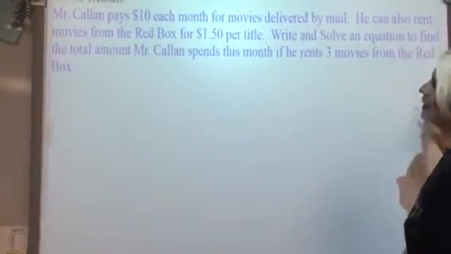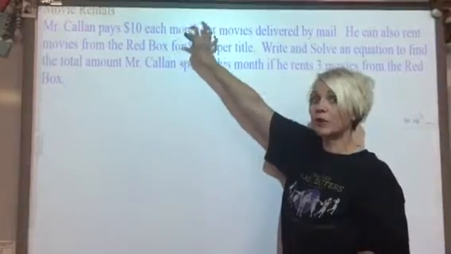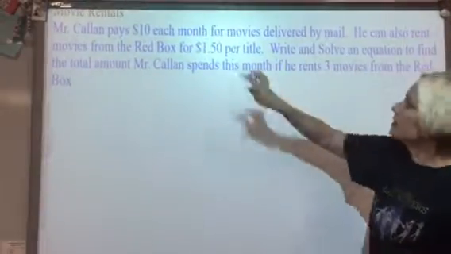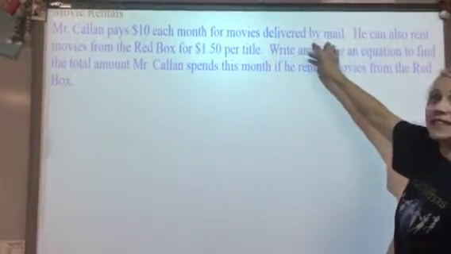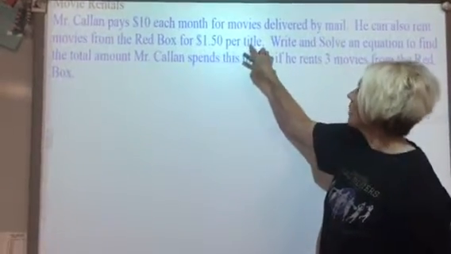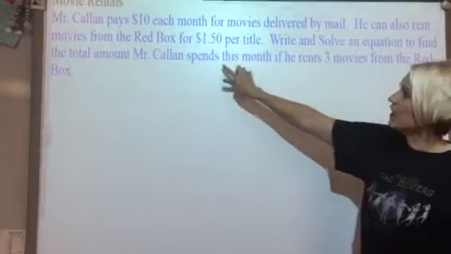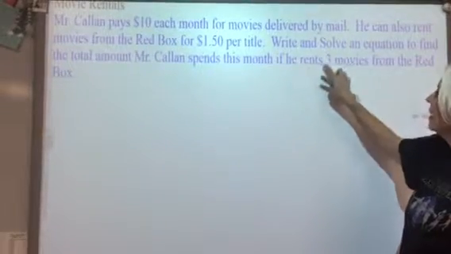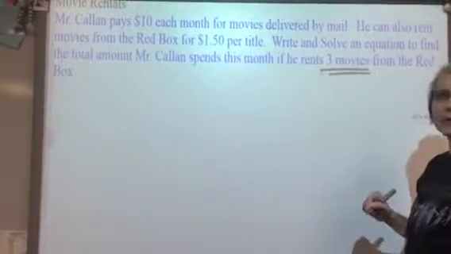All right, our final example today is a real world problem. You will have to do this on your worksheet. Mr. Callan pays $10 each month for movies delivered by mail. He can also rent movies from the Redbox for $1.50 per title. Let's write and solve an equation to find the total amount Mr. Callan spends this month if he rents 3 movies from the Redbox.